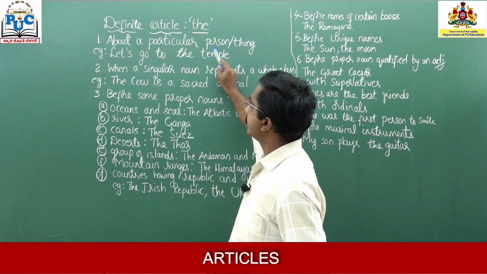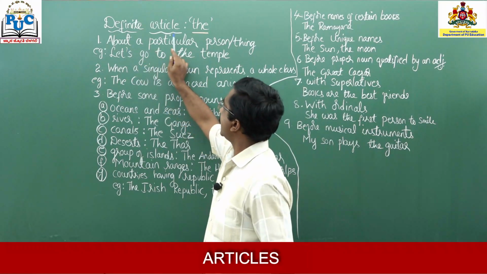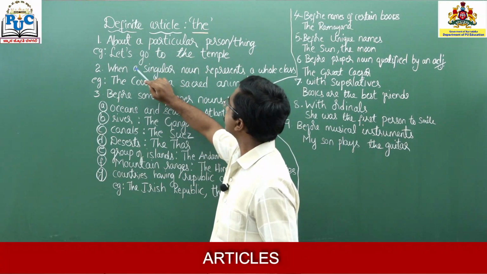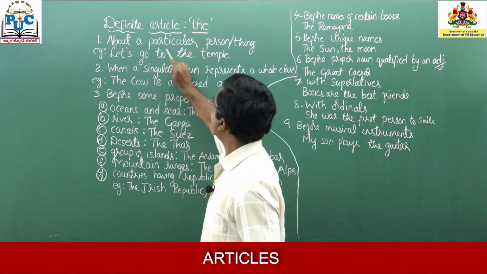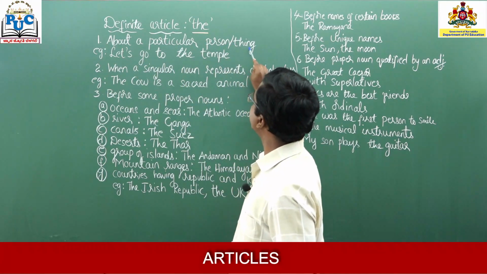Point number 1, definite article is used when we speak about a particular person, thing.